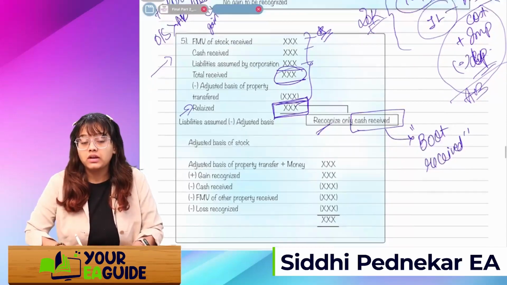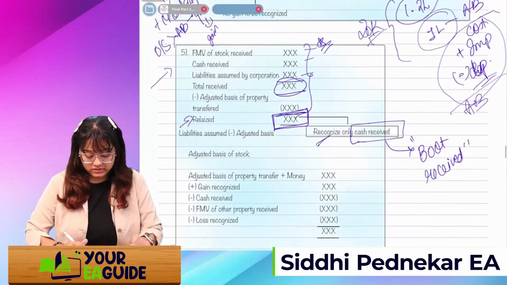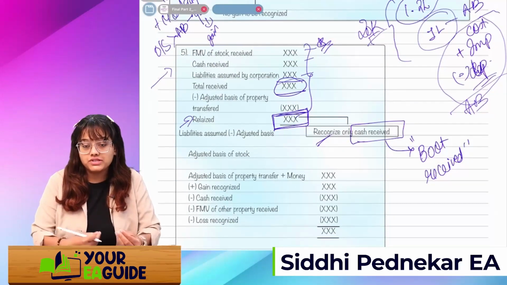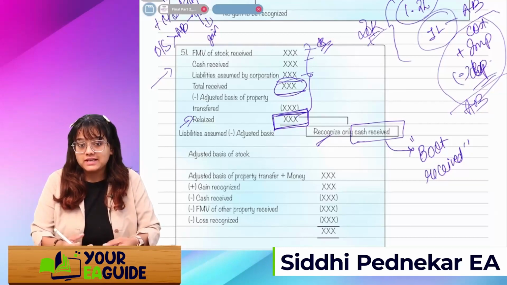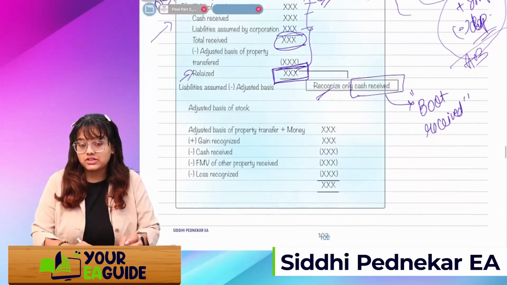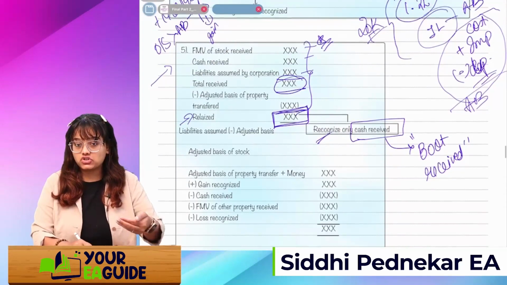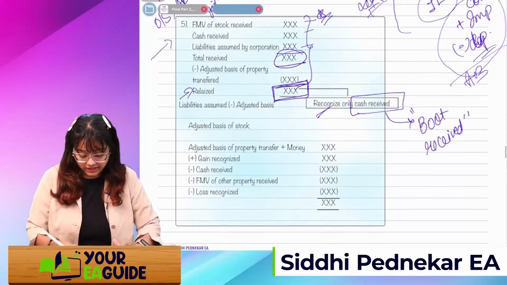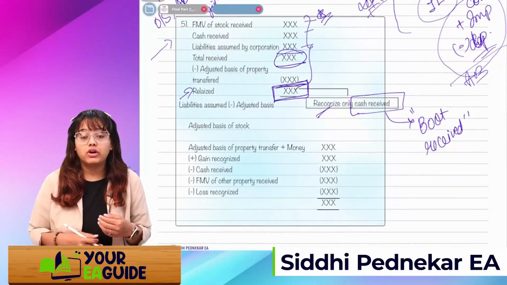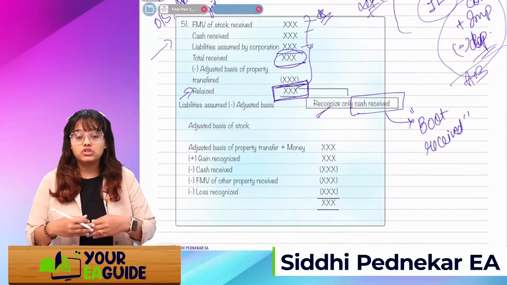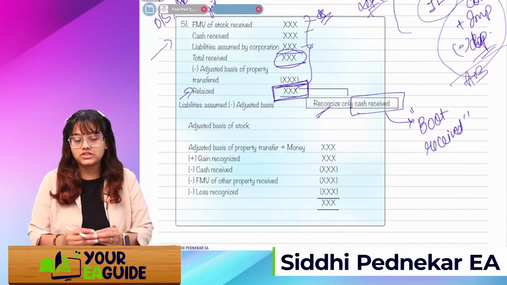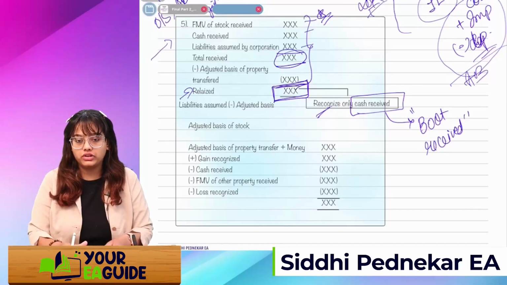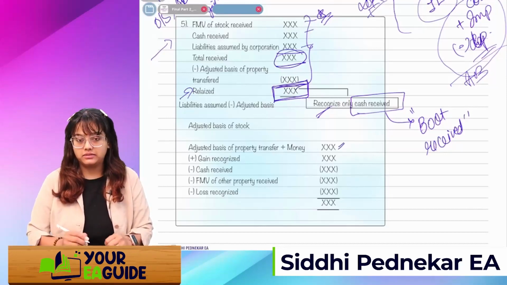Okay. This is the first step from the taxpayer's point of view: how much is realized and how much is recognized. The second thing we need to calculate is the adjusted basis of stock. Now you have received a stock. What will be the basis of that stock? Again there's one more formula. Whatever is the adjusted basis of the property which we are transferring, adjusted basis of property transferred plus money. If you are also investing some money along with the property, we'll add it.